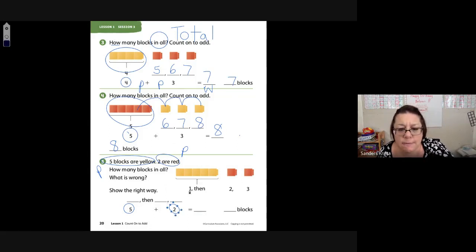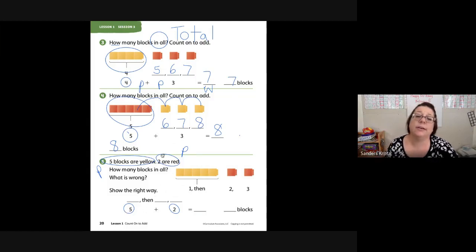Here it says 1. Is this 1? Well, it's one group. They're all stuck together. But it said 5 here. Oh, I know. They were supposed to put 5. 1, 2, 3, 4, 5. I should have said 5, not 1, right?